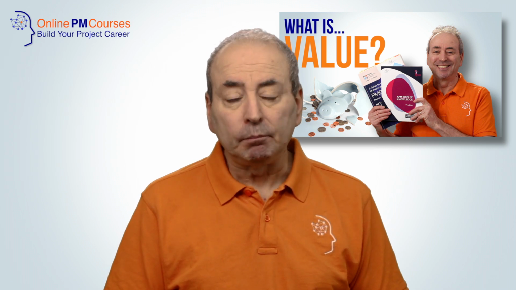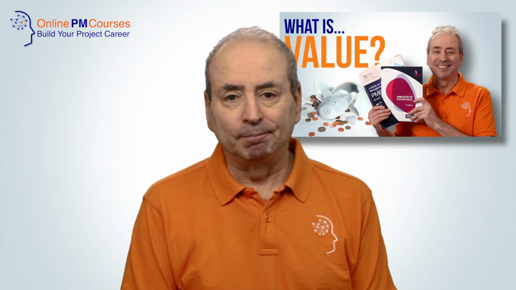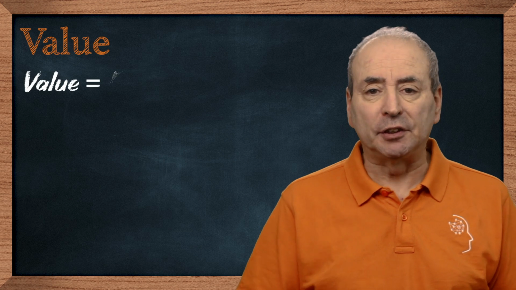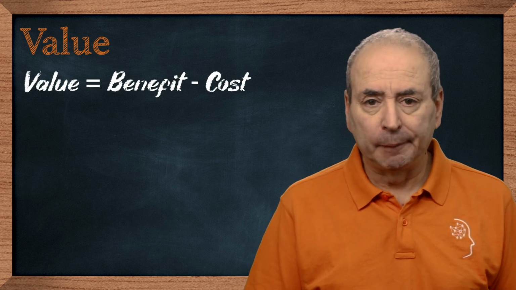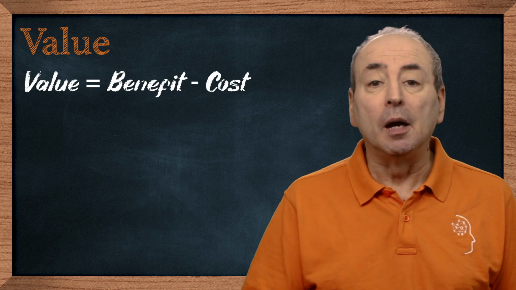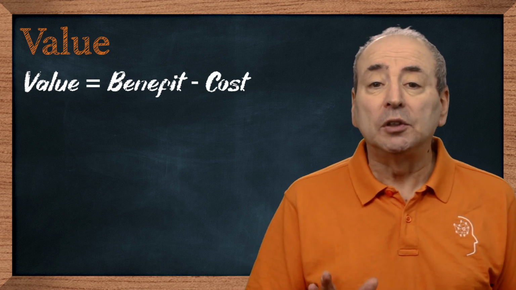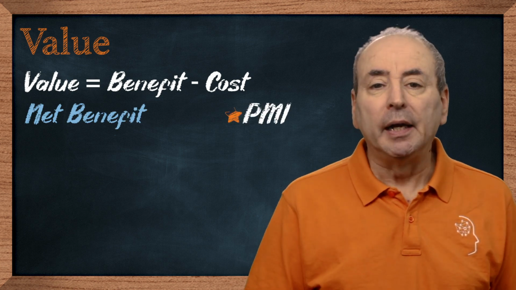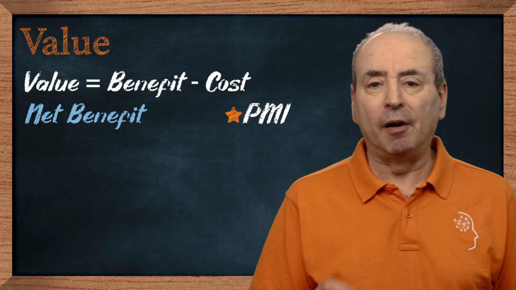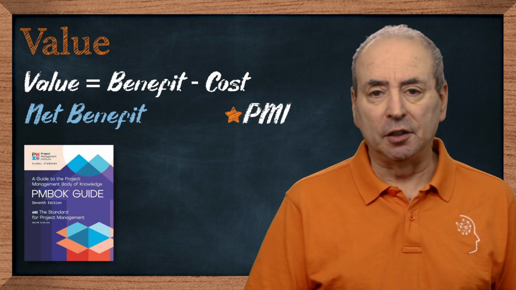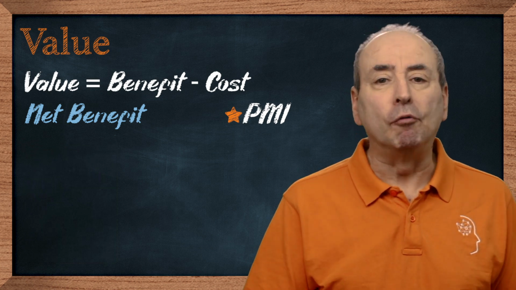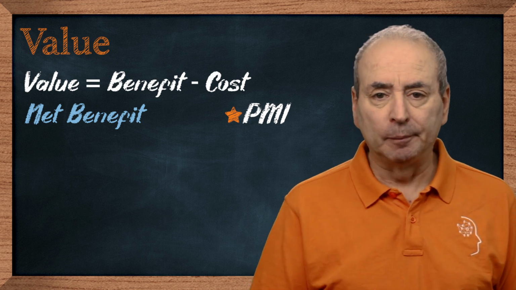As I explained in my video, What is Value? However, to summarize, mathematically, the first way that we can define value is as the difference between the benefit and the cost. Value equals total benefit minus total cost, which is also sometimes known as the net benefit. This, by the way, is how the Project Management Institute defines value in its Guide to the Project Management Body of Knowledge.